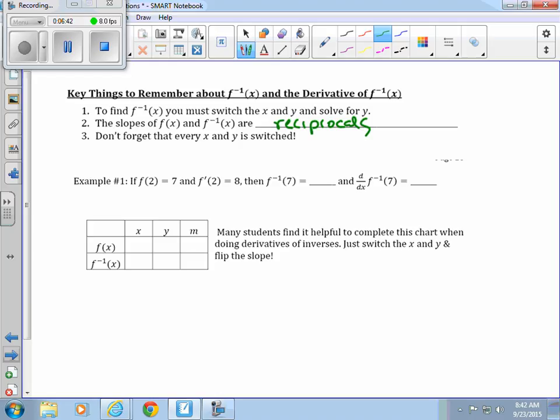But don't forget that every x and y is switched. So those reciprocals do happen at a different x value. I did not see this chart until I was in high school. I always just used the formula. I saw this chart at an AP conference a long time ago, and students really like it.